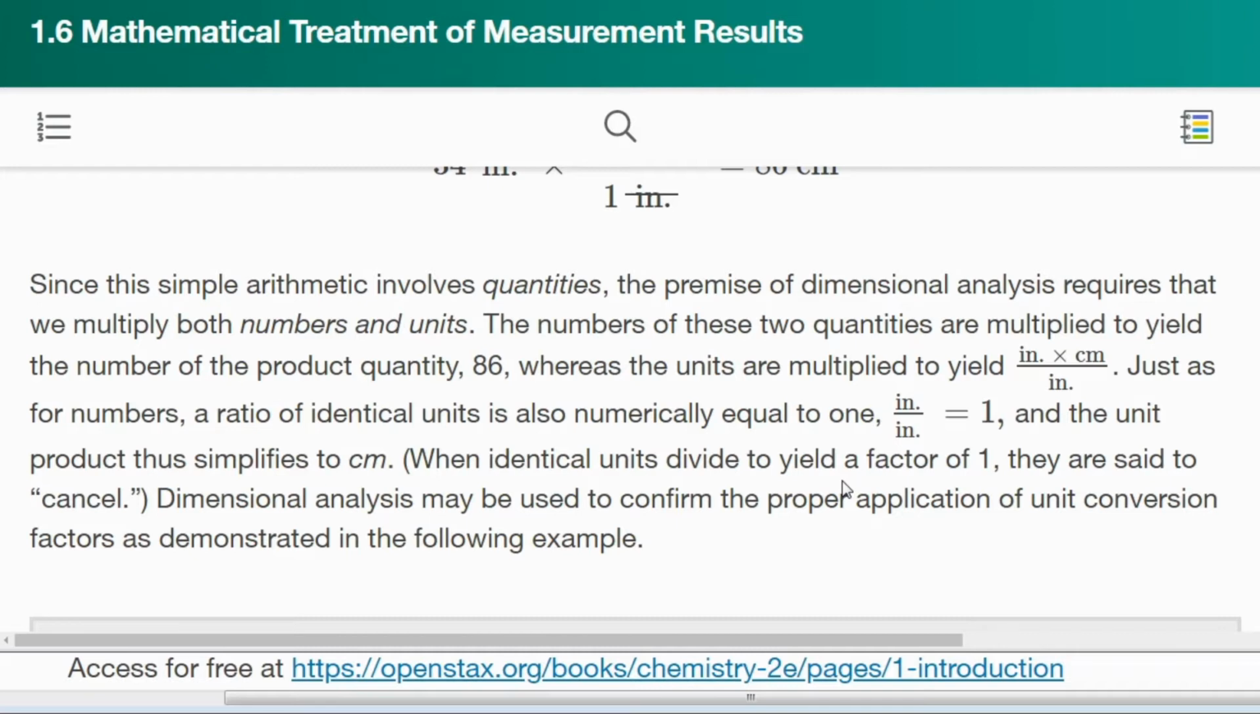Just as for numbers, a ratio of identical units is also numerically equal to 1: inches divided by inches equals 1, and the unit product thus simplifies to centimeters. When identical units divide to yield a factor of 1, they are said to cancel, quote unquote. Dimensional analysis may be used to confirm the proper application of unit conversion factors as demonstrated in the following example.